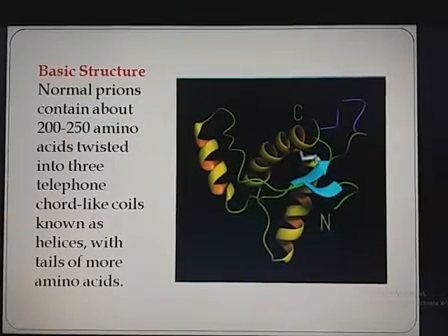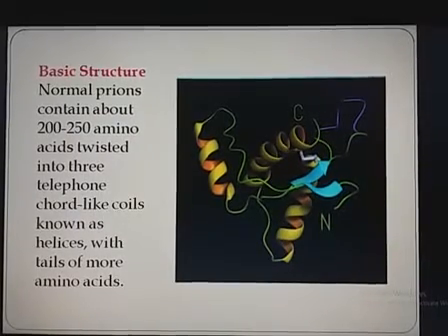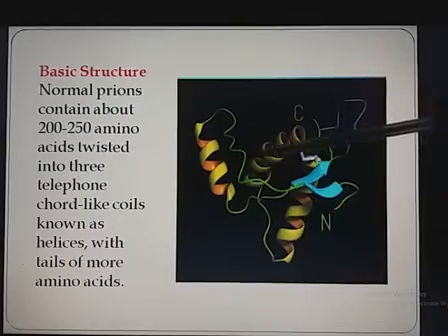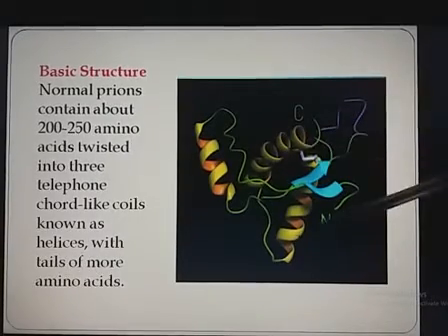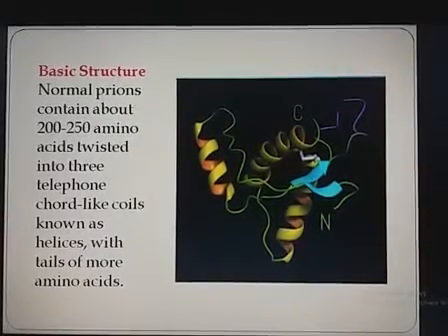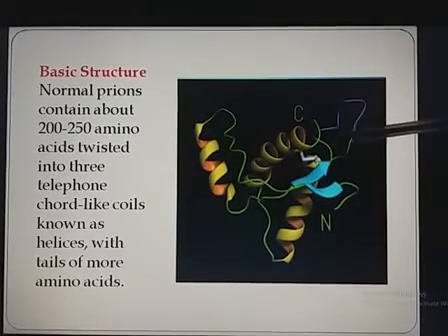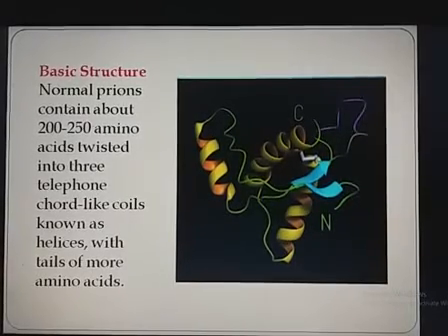Now the basic structure. The normal prion contains about 200 to 250 amino acids, which are twisted to form a telephone wire-like structure. These are the telephone wire-like structures, which are also alpha helical structures, and some tails. The tails are where no helical structure is formed.